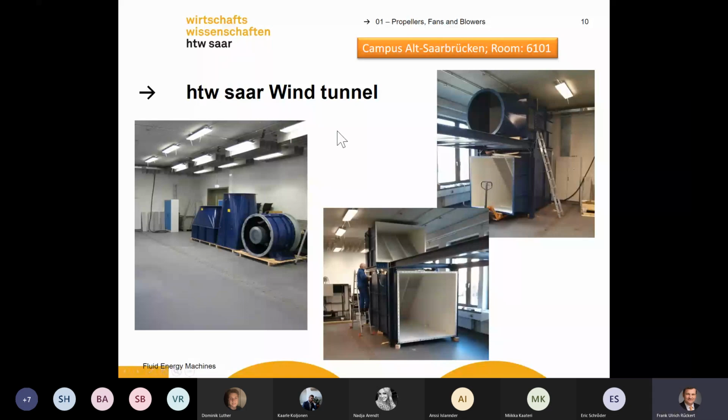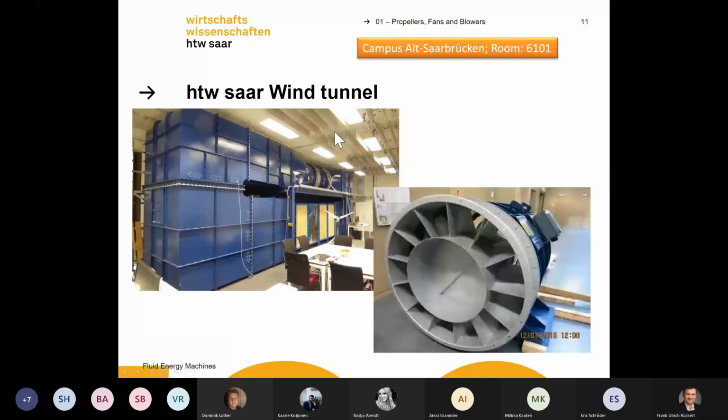And maybe we can show you later a bit about it, or I can lead you around if the Corona crisis is over. Here you can see our fan. Here the wind tunnel is finished. Here you can see the big fan, and it has about 75 kilowatts of electric power. So it's like a small car. You can compare it with a small electric car.